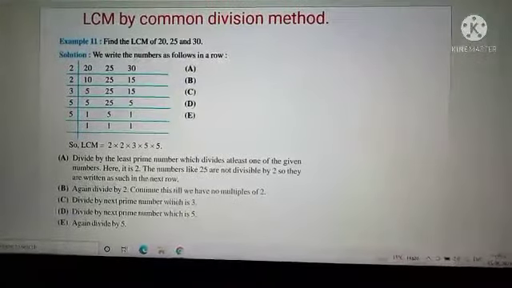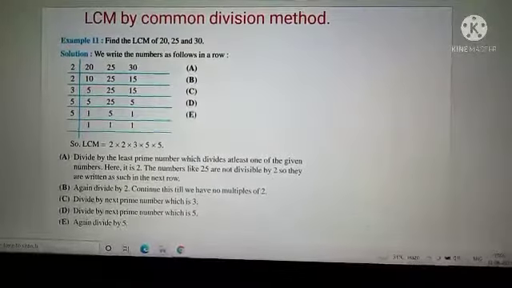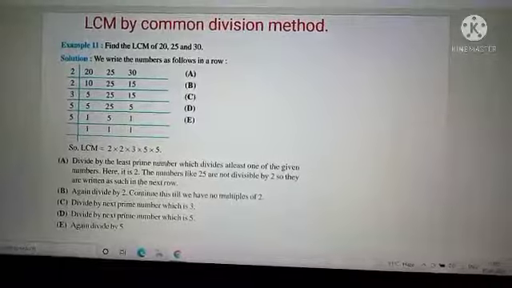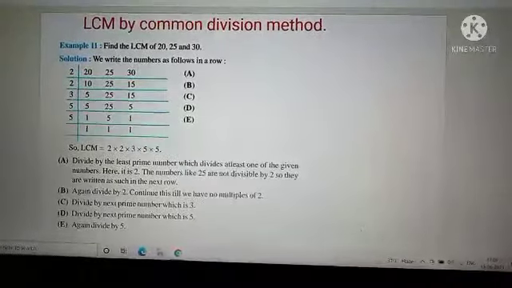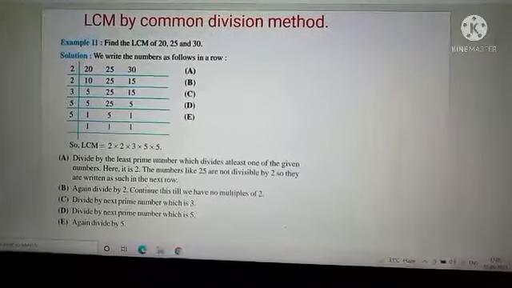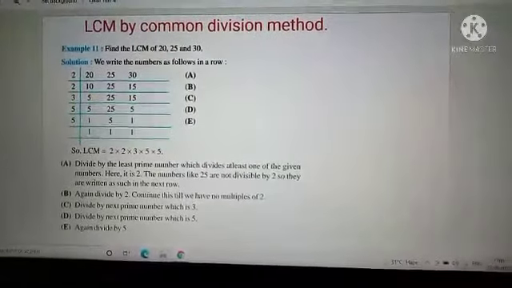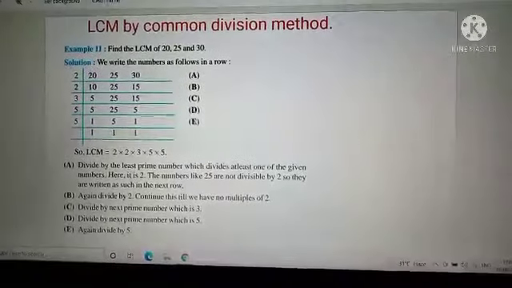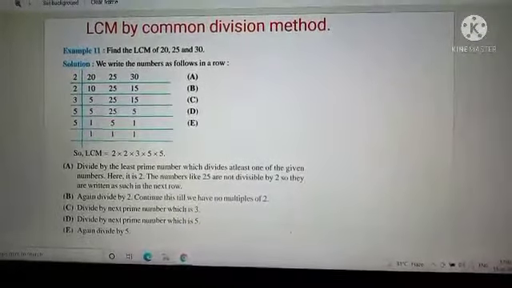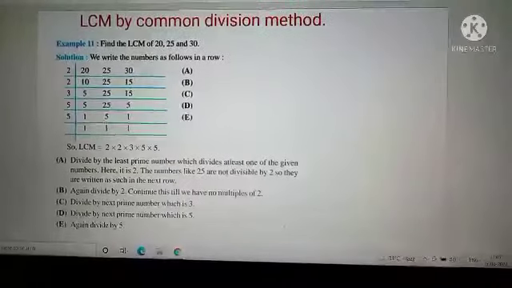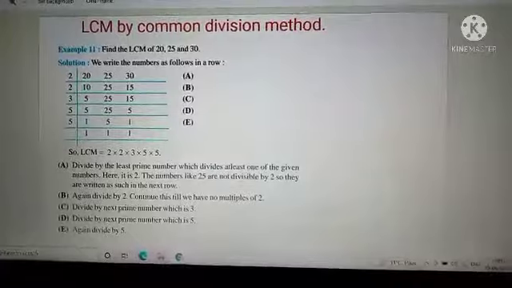Once again we will see: divide by the least prime number which divides at least one of the given numbers. Here it is 2. Numbers like 25 are not divisible by 2, so they are written as such in the next row. Again divide by 2. Continue this till we have no multiples of 2. Divide by the next prime number, which is 3, if it is not possible by 2. If it is not possible by 2 and 3, then we will take 5.